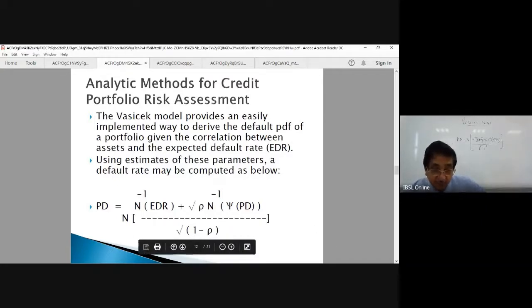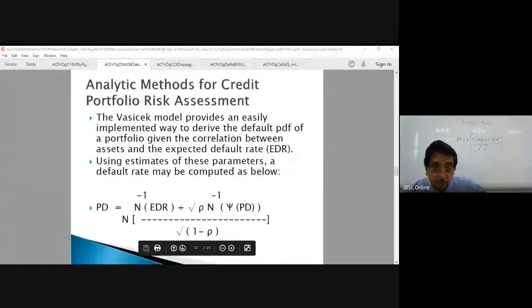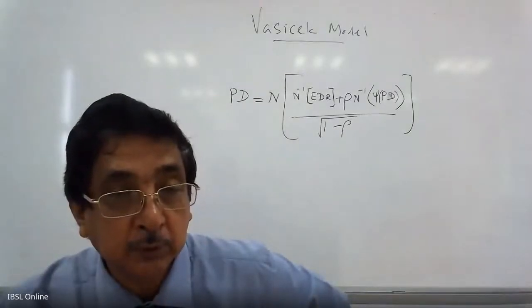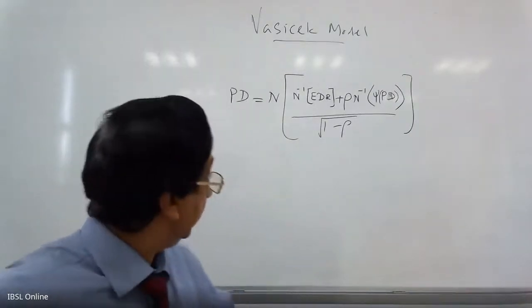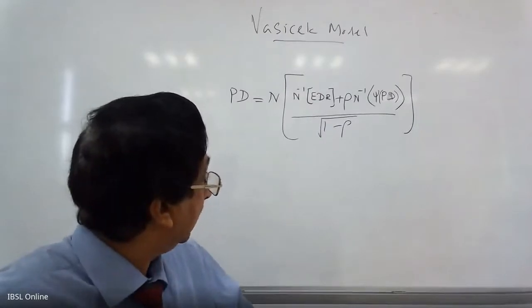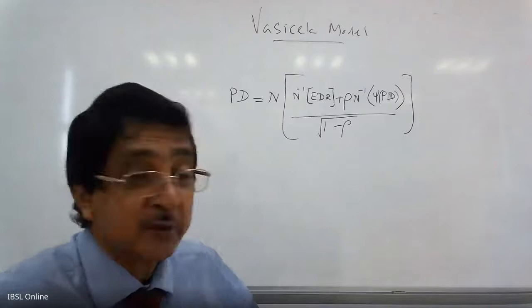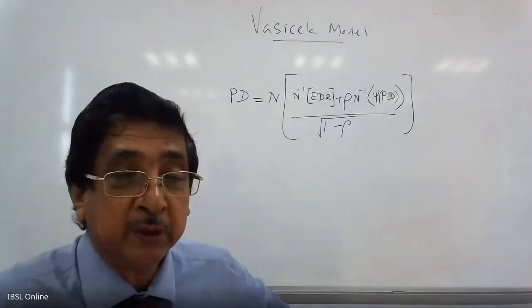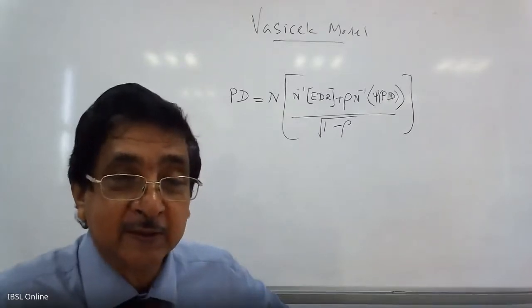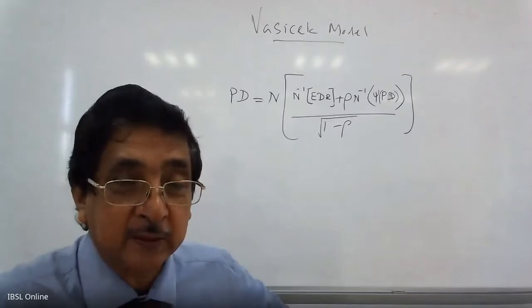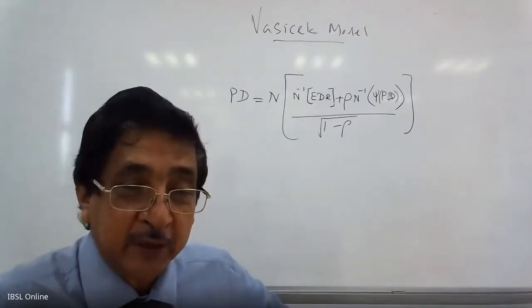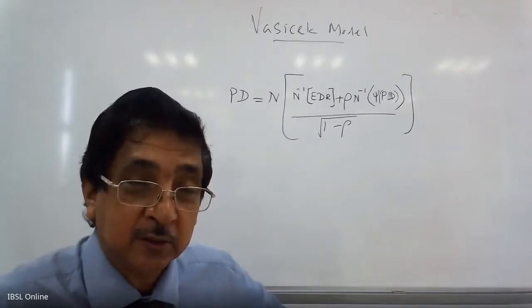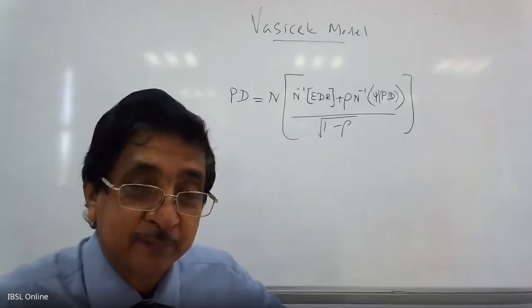Right. Now see this on the board. PD is equal to N of (N minus 1 of EDR plus square root of rho times N minus 1 of psi(PD)) divided by square root of 1 minus rho. Now, you need to understand what it is. That is the only thing. So we will see now how we can work out the PD for the portfolio by using this formula.